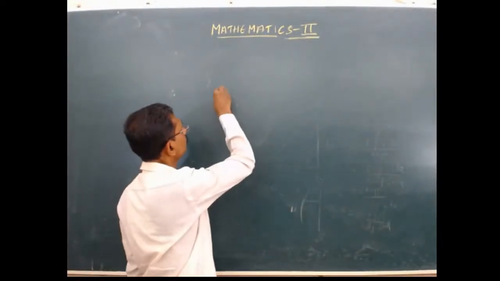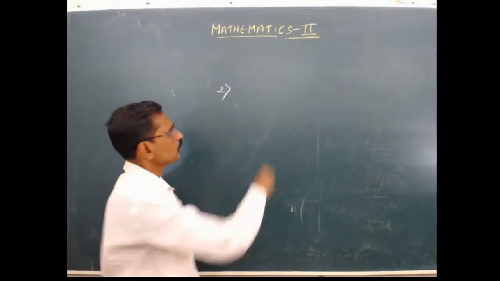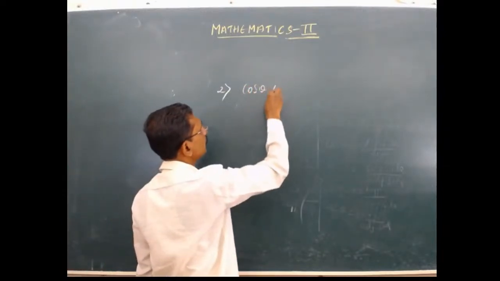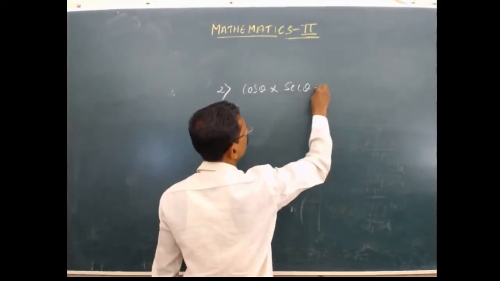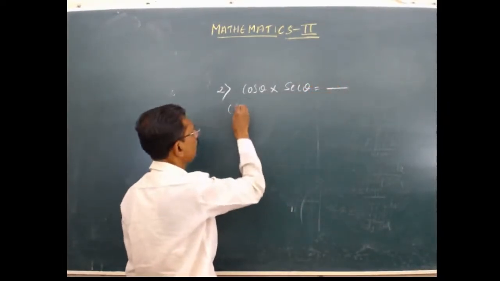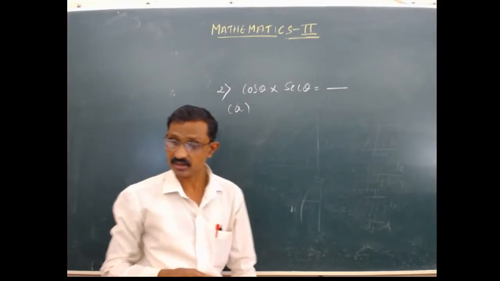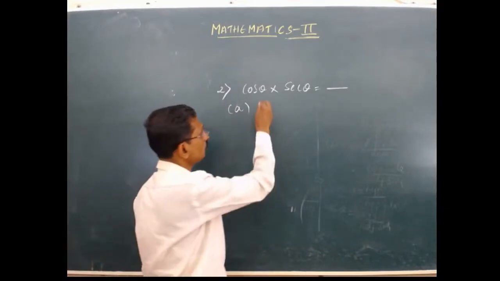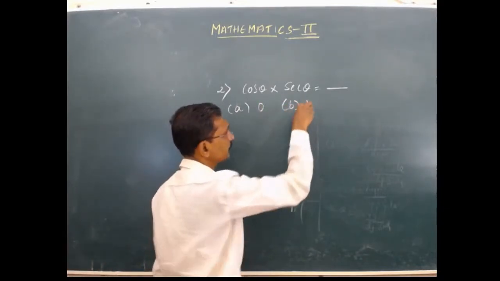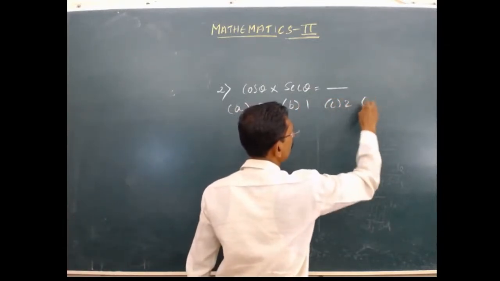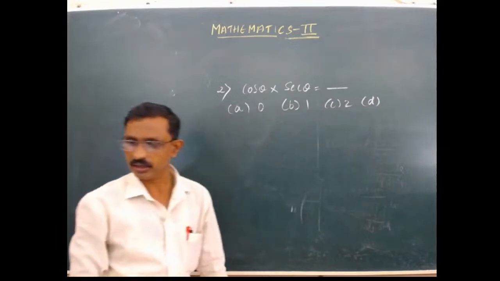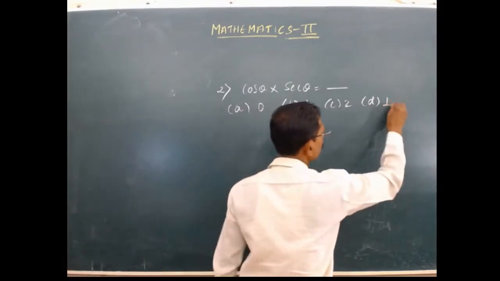The second, what does it state to me? Cos theta into sec theta is equal to dash. My option A is 0, my option B is 1, my option C is 2 and my option D is 1 upon root 2.